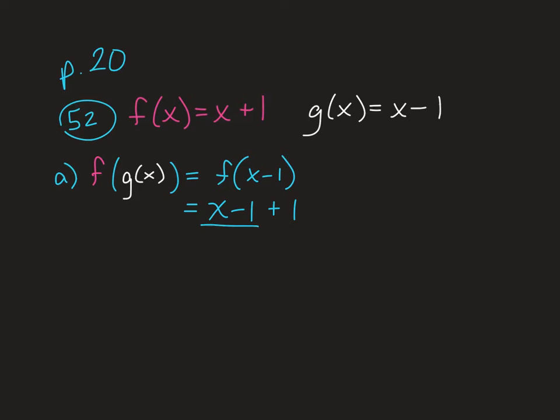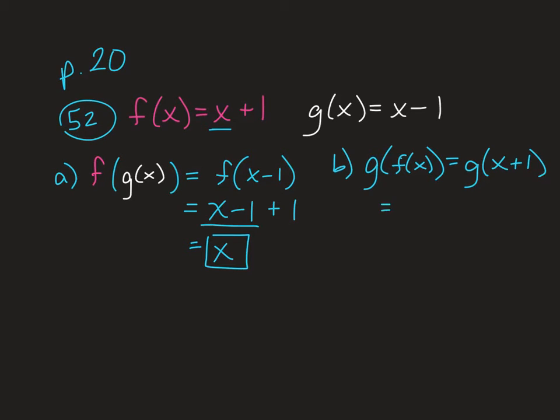So here's where I plugged it in. I plugged it into here. All right, minus 1 and plus 1 cancel out, so we're left with just x as our final answer. For part B, we end up getting the same thing, and we're going to do g of f of x instead. And so we're going to do g of what is f of x? It is x plus 1. So in our function g, I'm going to plug in x plus 1 here. So we're going to get x plus 1, and then minus 1 to get x back.